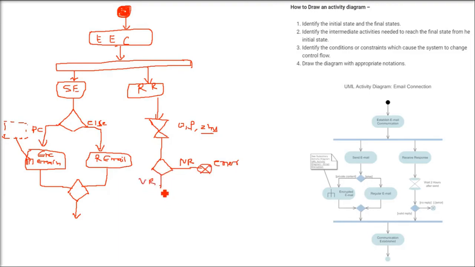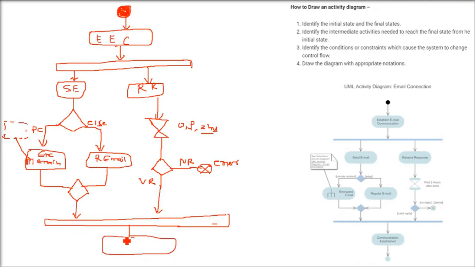And if it is a valid reply, what are you going to do? Done. So left, right, all these concurrent activities are done. So you have to use the reverse fork. Fork you have used, now you have to use this exactly like this. And finally, you can say communication established. Because the error condition we have already checked. Communication established, and this is how you're going to end: a filled circle inside a circle.